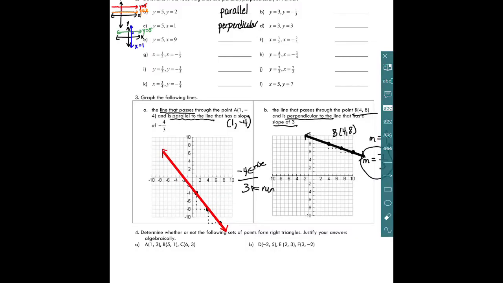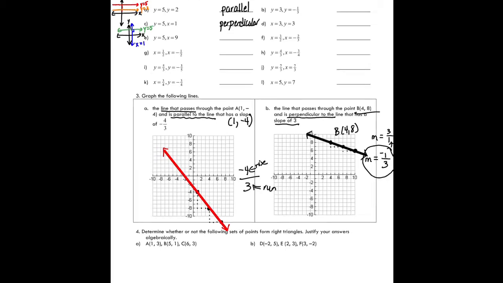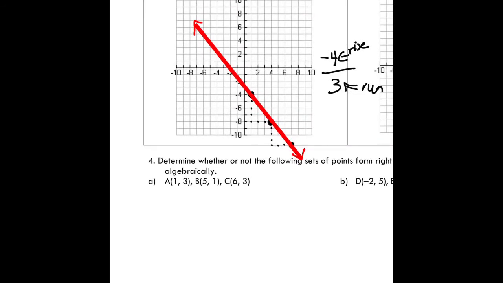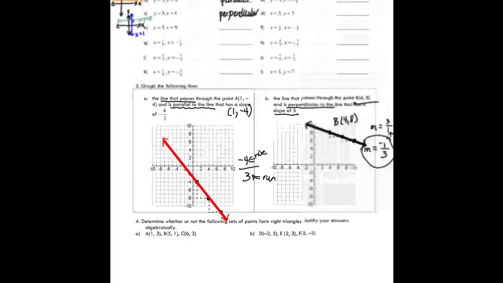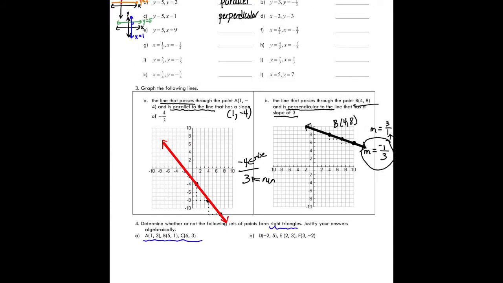All right, question number 4. So question 4 says, determine whether or not the following sets of points form right triangles. Justify your answers algebraically. So we have 3 points here, and they want us to tell them if those points will make a right triangle.